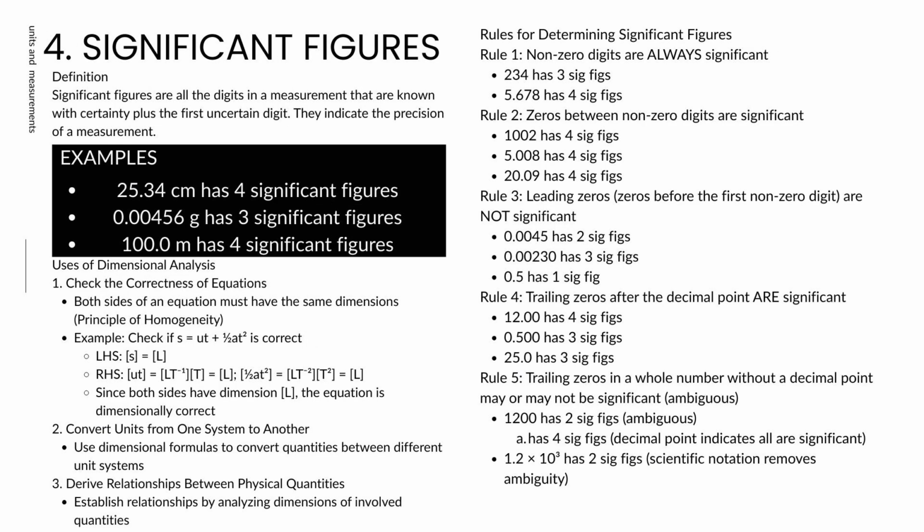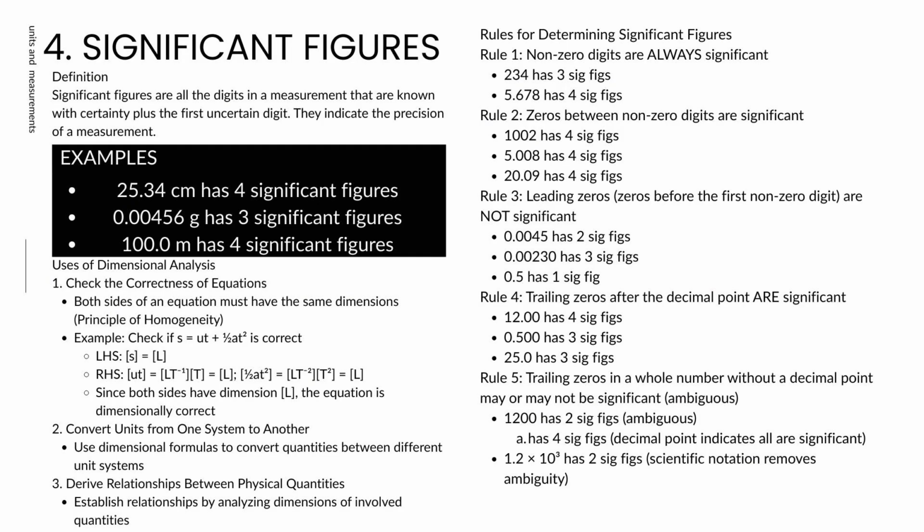Going to significant figures. Significant figures are all the digits in a measurement that are known with certainty, plus the first uncertain digit. They indicate the precision of a measurement.